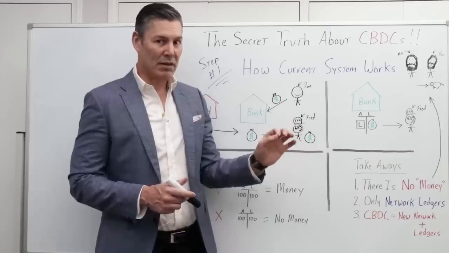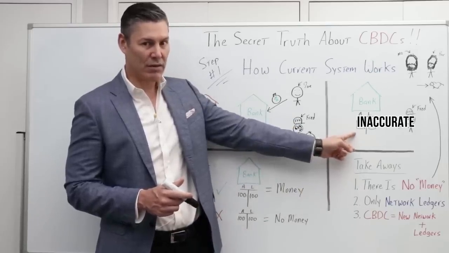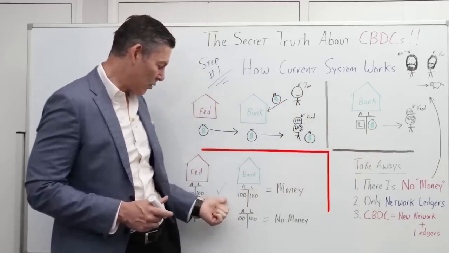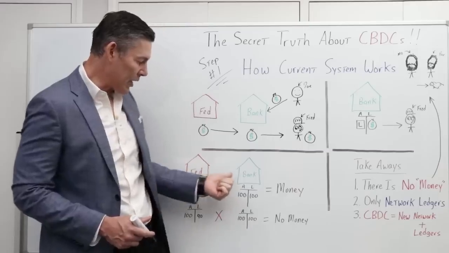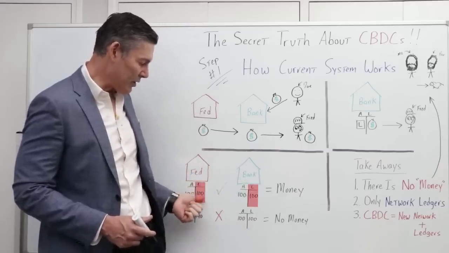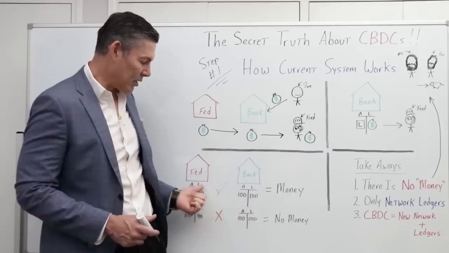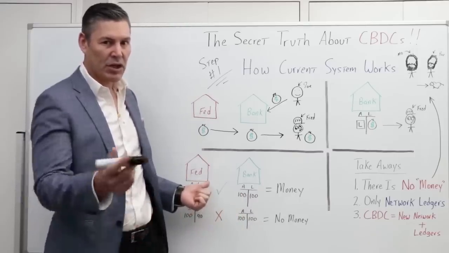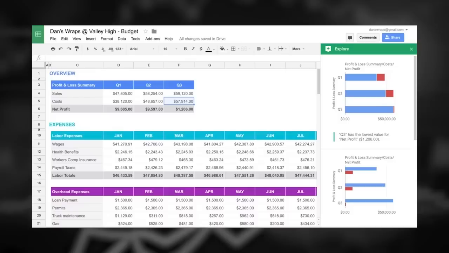But I must admit that even this is inaccurate. Let me show you what I mean. Let's go down to this next quadrant where we've got the Federal Reserve and a bank. We have their balance sheets, assets on the left, liabilities on the right. Well, this is simply a ledger. That's all it is. Just like you having a shared Excel spreadsheet or Google Docs, something like that.